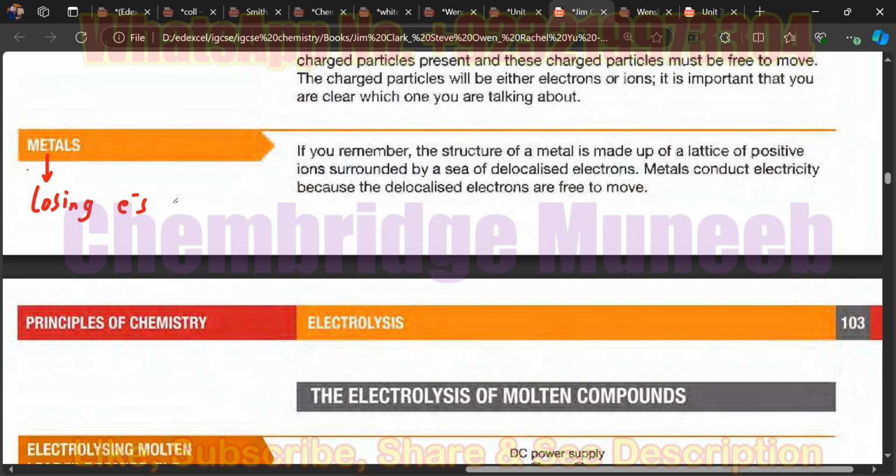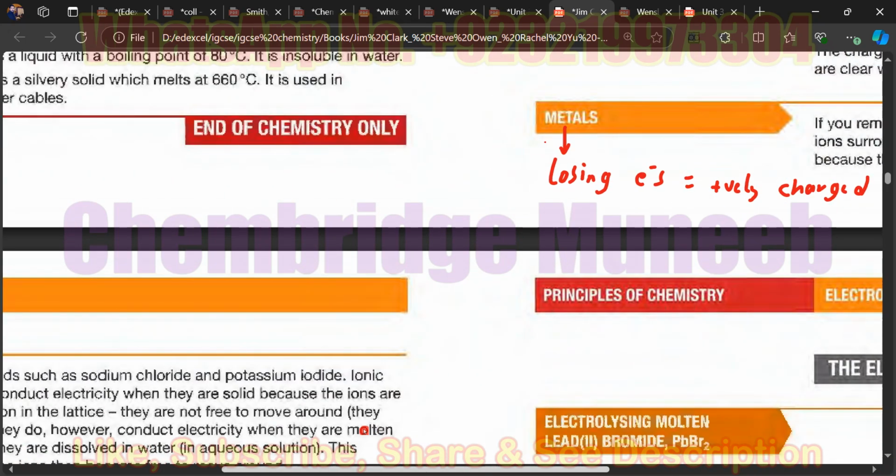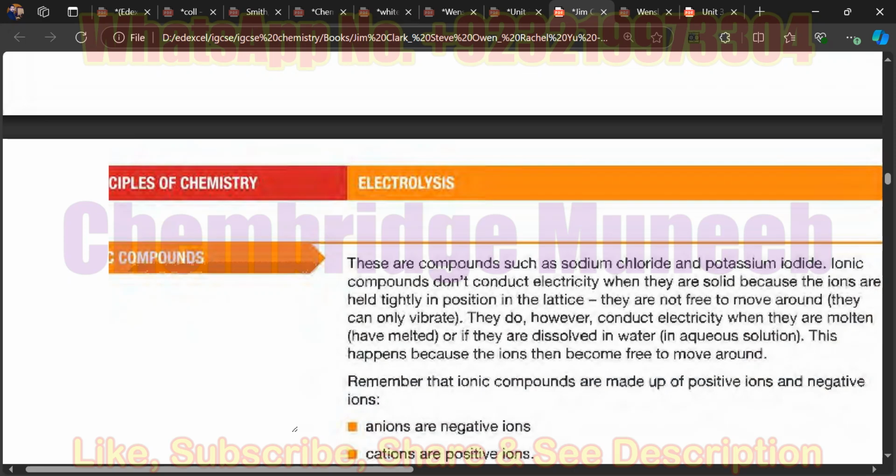Is that right? Yes. And after losing electrons, the metals are converted into positively charged ions, called as, what do we call them? Cations. Yes, cations. They become cations, and this is happening in the electrolysis, that metals lose electrons and are converted into positive cations.